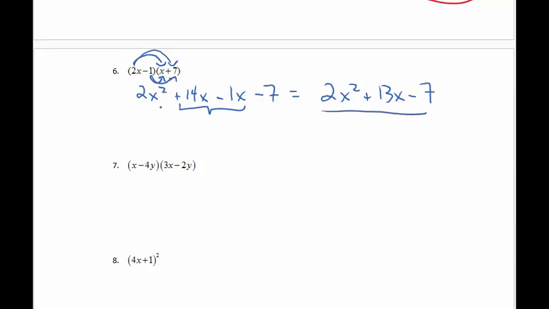Be careful with that one. A lot of times I'll see students just do this guy and this guy, right? When you look at it, you just say, oh, that one, 2x squared, that one, minus 7. I'm sorry, the L, minus 7, and I'm done. Careful with that.